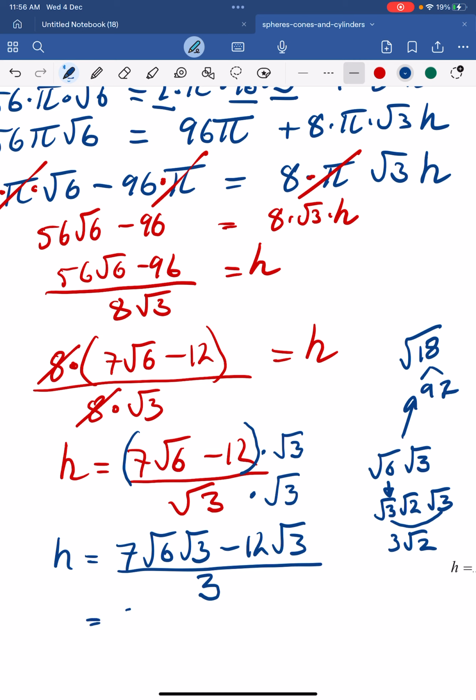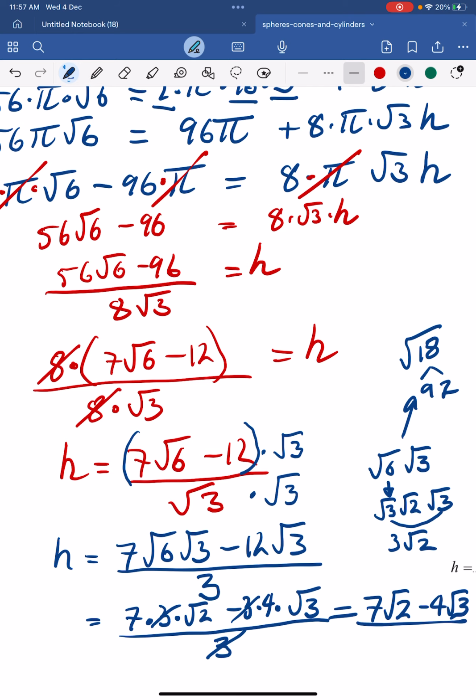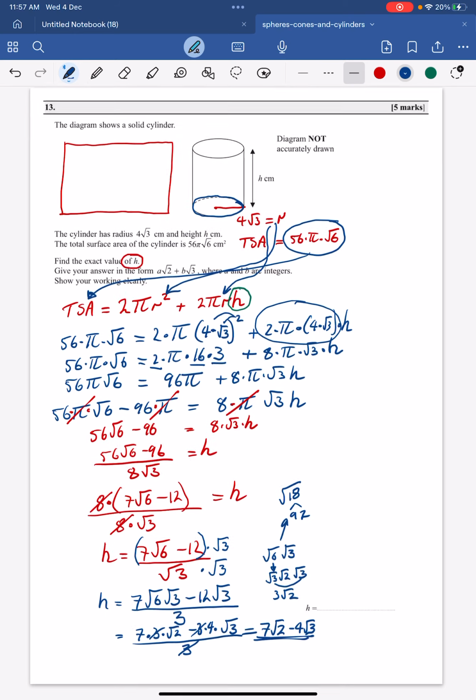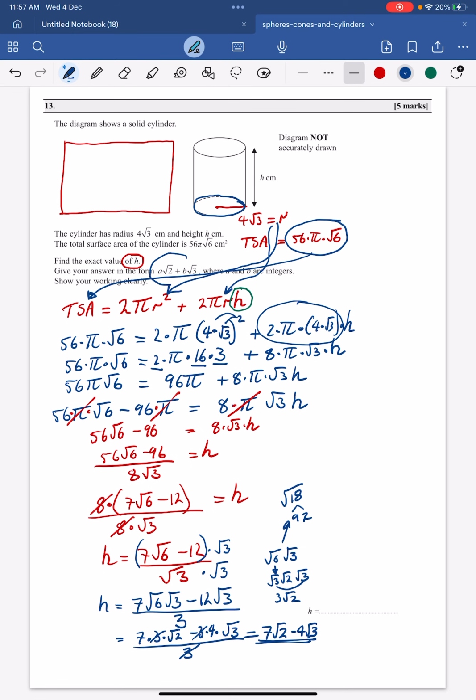So on this side I've got 7 times 3 times root 2 minus 12 times root 3. And if I factorize this 12 as a 3 times 4, you can see that 3 is common, so we're going to cancel common factors. And the final answer, phew, that's 7 root 2 minus 4 root 3. Wow. Now, is that the format we wanted? We need root 2's and root 3's, and we've got root 2's and root 3's in our final answer. What a beast.